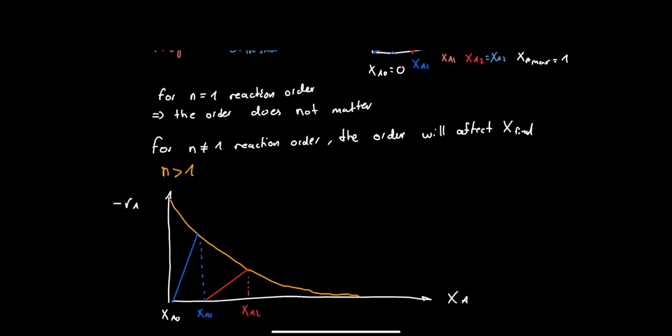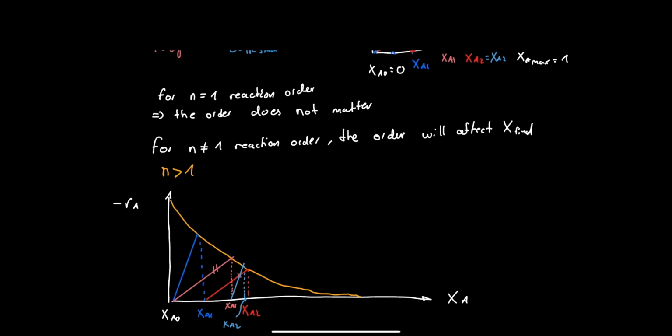So if we would first have used our big CSTR, and so these two are parallel, we would have conversion A1 here. And if we would have used the small CSTR afterwards, we would have a conversion A2 here.